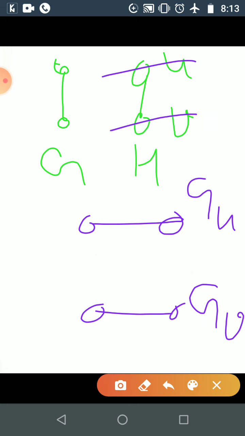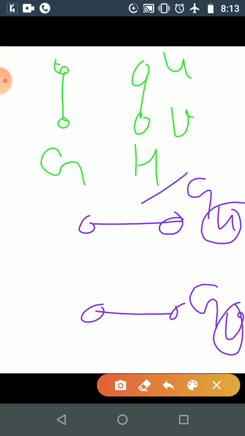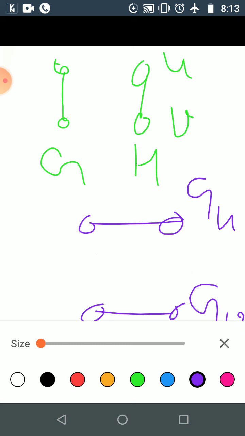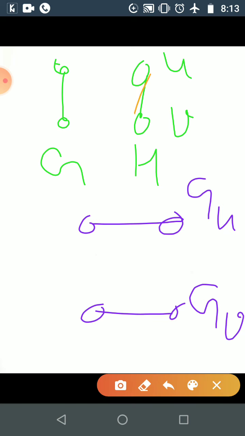And the corresponding vertices in these copies will be adjacent if U and V are adjacent in H. So here U and V are adjacent in H, correct? So there U and V are adjacent, and here also. So the same thing we are getting, K2 cross K2, or you can say the Cartesian product of K2 and K2. Okay, done.